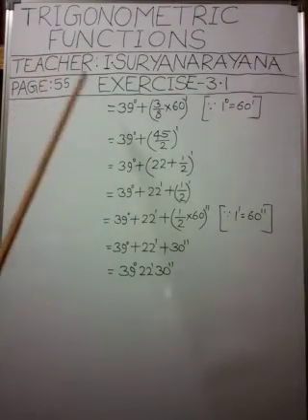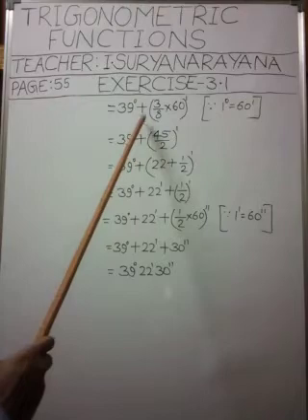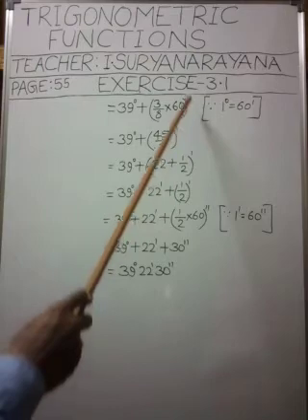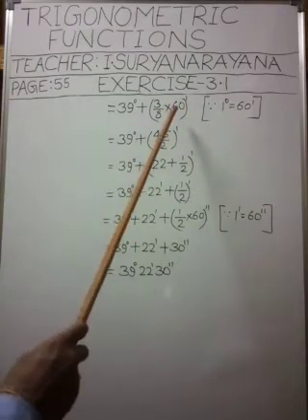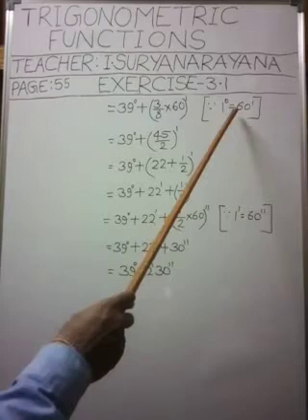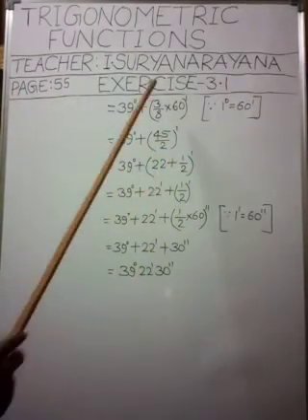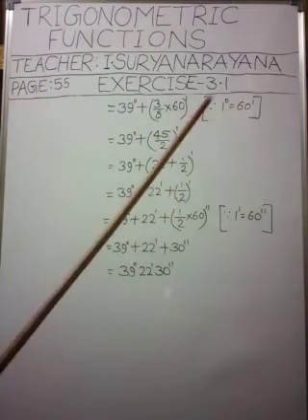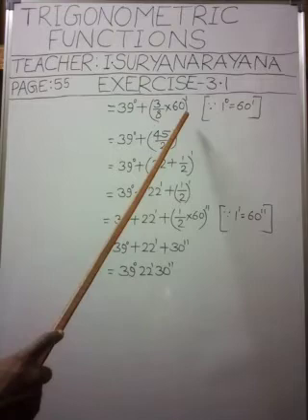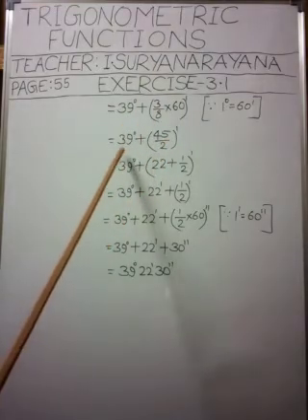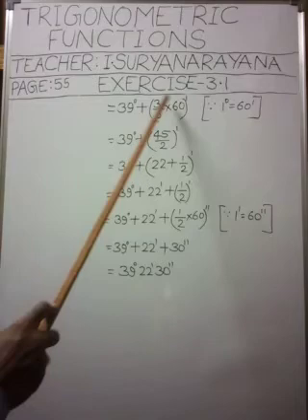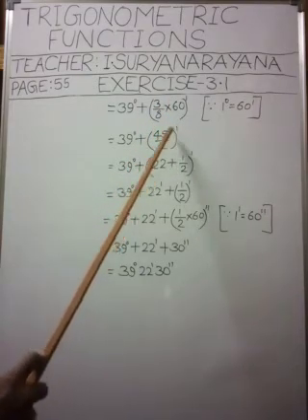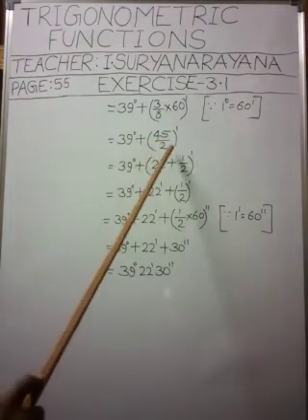That is equal to 39 degrees plus 3 by 8 into 60 minutes. Here we converted this part into minutes because 1 degree is equal to 60 minutes. Here 3 by 8 degrees are there, and we converted into minutes. Understood these two parts, my dear children? Right. That is equal to 39 degrees plus, after simplifying, what will you get here? 45 by 2 minutes. Understood this step, my dear children?